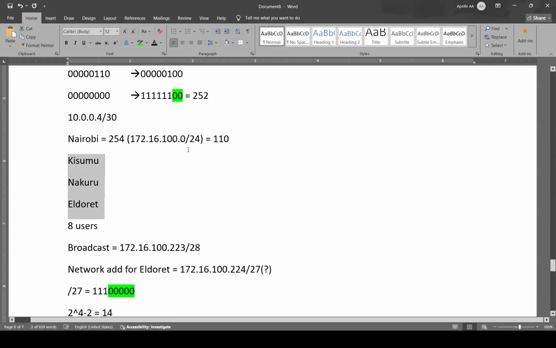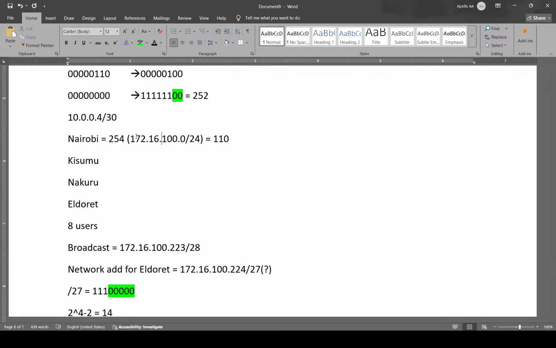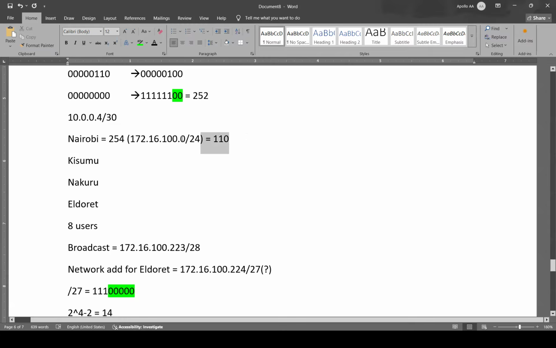So you must make sure you waste the minimum number of host addresses possible, but also subnet to meet your requirement. So this is a scenario where if you don't do the subnetting, you will take care of these guys, but you can't take care of the others.